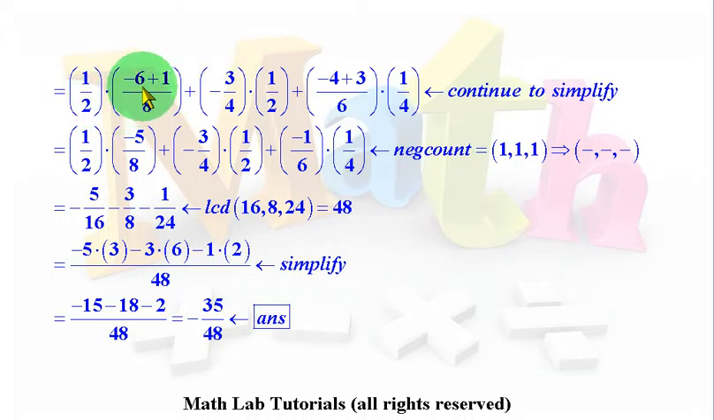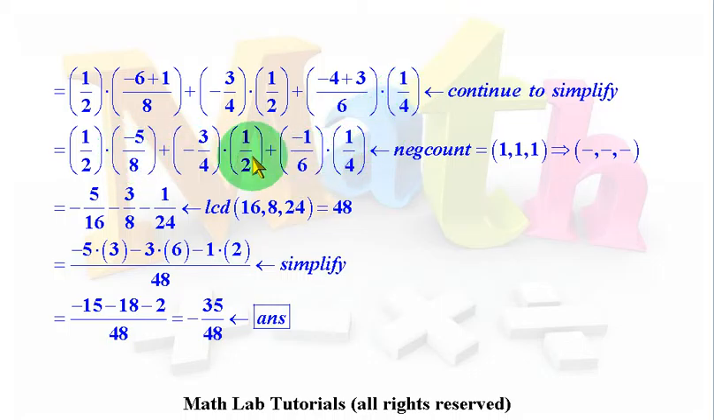When we simplify those numerators, it becomes -6 plus 1, and then -4 plus 3. Everything else is just drop it down. Okay, so 1/2 gets dropped down. -6 plus 1 is -5. So we get -5/8. This whole cluster over here gets dropped down. -4 plus 3 is -1. So this becomes -1/6. And 1/4 gets dropped down.